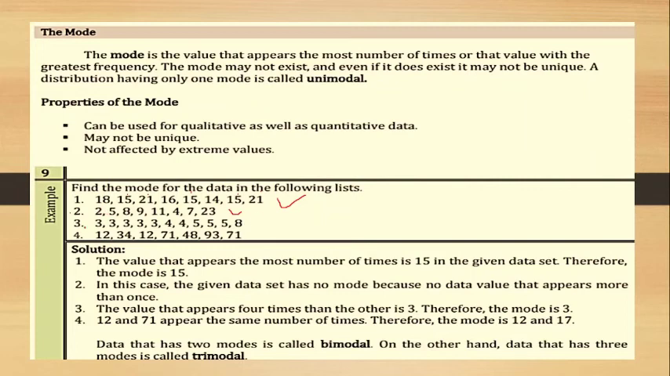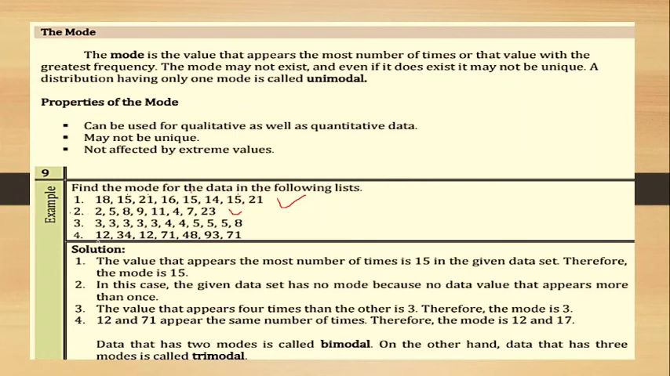makadalawang beses. Number 3: 3, 3, 3, 3, 3, 3, 4, 4, 5, 5, 5, and 8. So, the value that appears the most is 3. Therefore, the mode is 3. So, dito sa number 3, yung 3, ilang beses nag-appear? 1, 2, 3, 4, 5. Siya yung pinakamarami. How about 4? 1, 2, dalawang beses lang ito. 5? 1, 2, 3, tatlong beses lang. So, yung mode natin dito, yung pinakamaraming nag-appear, is number 3.